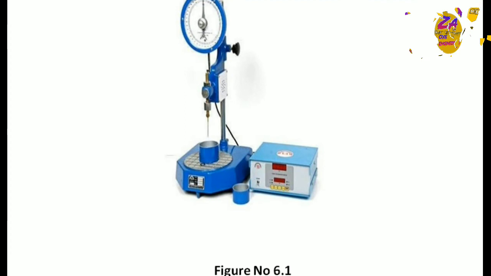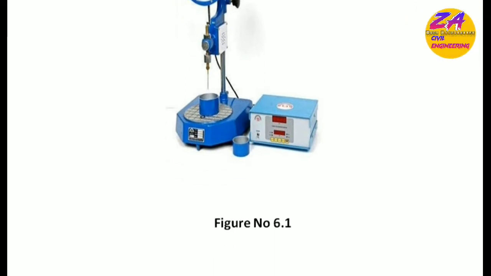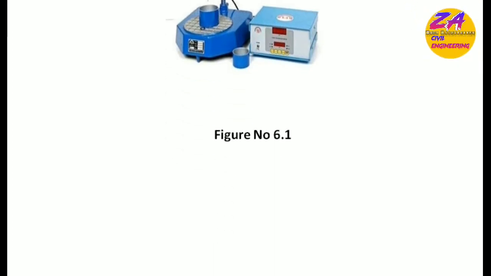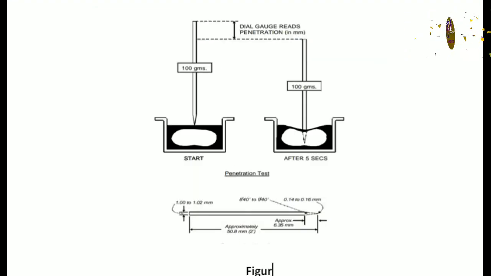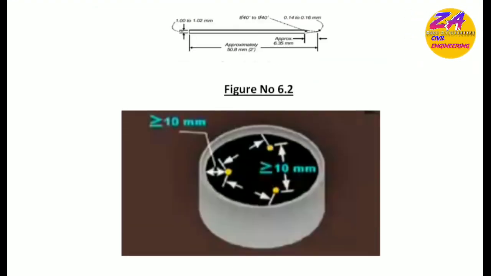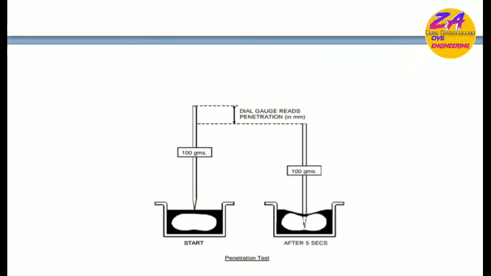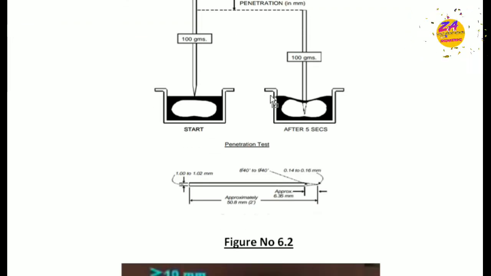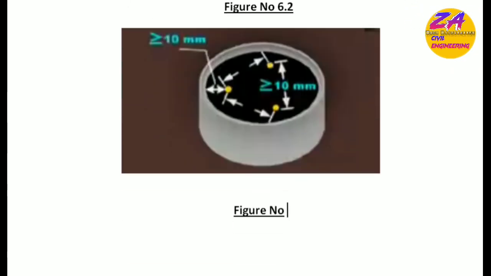So this is the apparatus used in this experiment, and this is a figure of the mold and other assemblies. So this is a penetrometer test. These are needles, and these needles penetrate the mold, and these are just small specifications, and this is a mold.